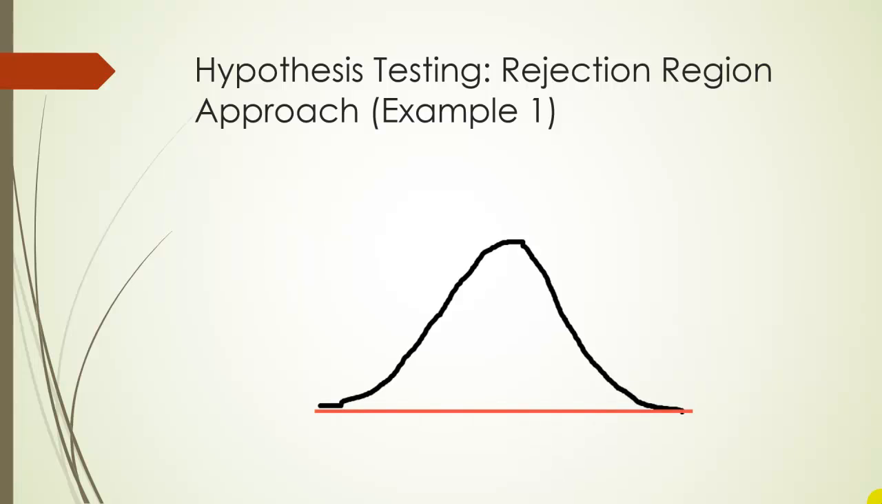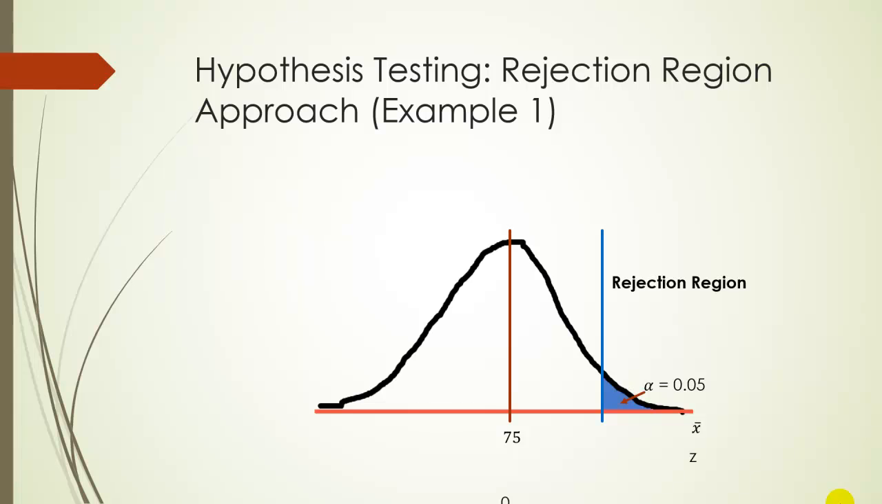Okay, so let's do this. So here's our curve. Again, this is our sampling distribution of x bar. Just like before, the average is 75. We don't know what that number is. We want to test at 0.05, so the blue area is just going to be 0.05. And that's setting up our rejection region.